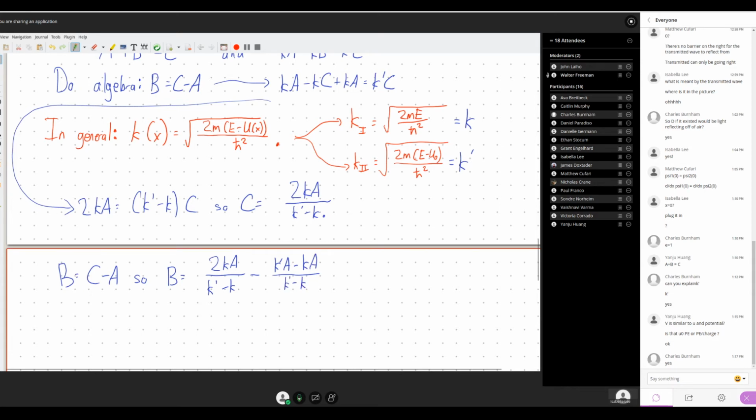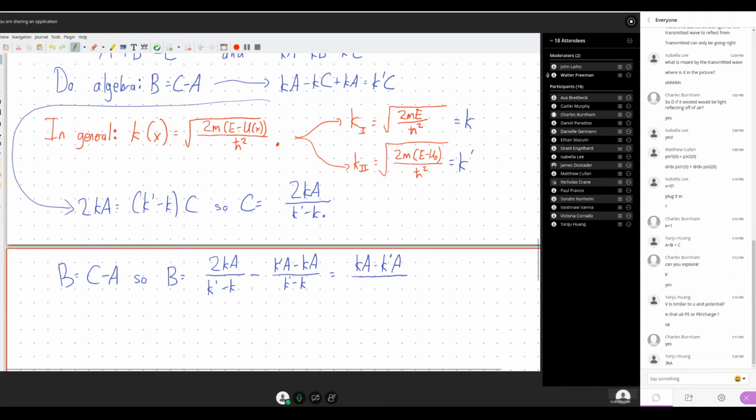So there's a common denominator there, right? And then, let's see, I've got 2Ka minus a Ka. So this gives me Ka minus K prime A for, whoops, what have I messed up? Oh, that's a plus sign. That's what I messed up because I've got two minus signs here, right?